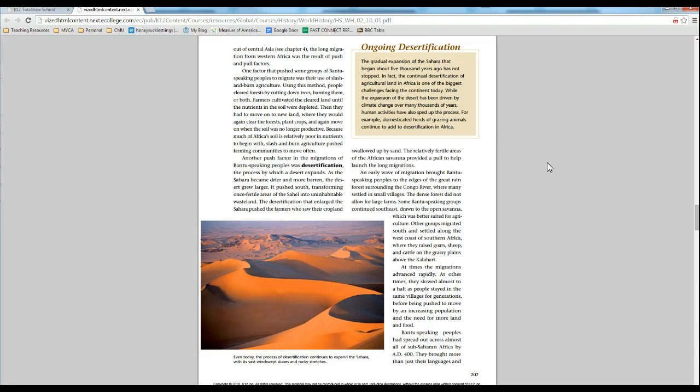They clear the forest, plant the crops, and once the soil is no longer productive, they have to move again. Because much of Africa's soil is relatively poor in nutrients to begin with, slash and burn agriculture pushed farming communities to move often.